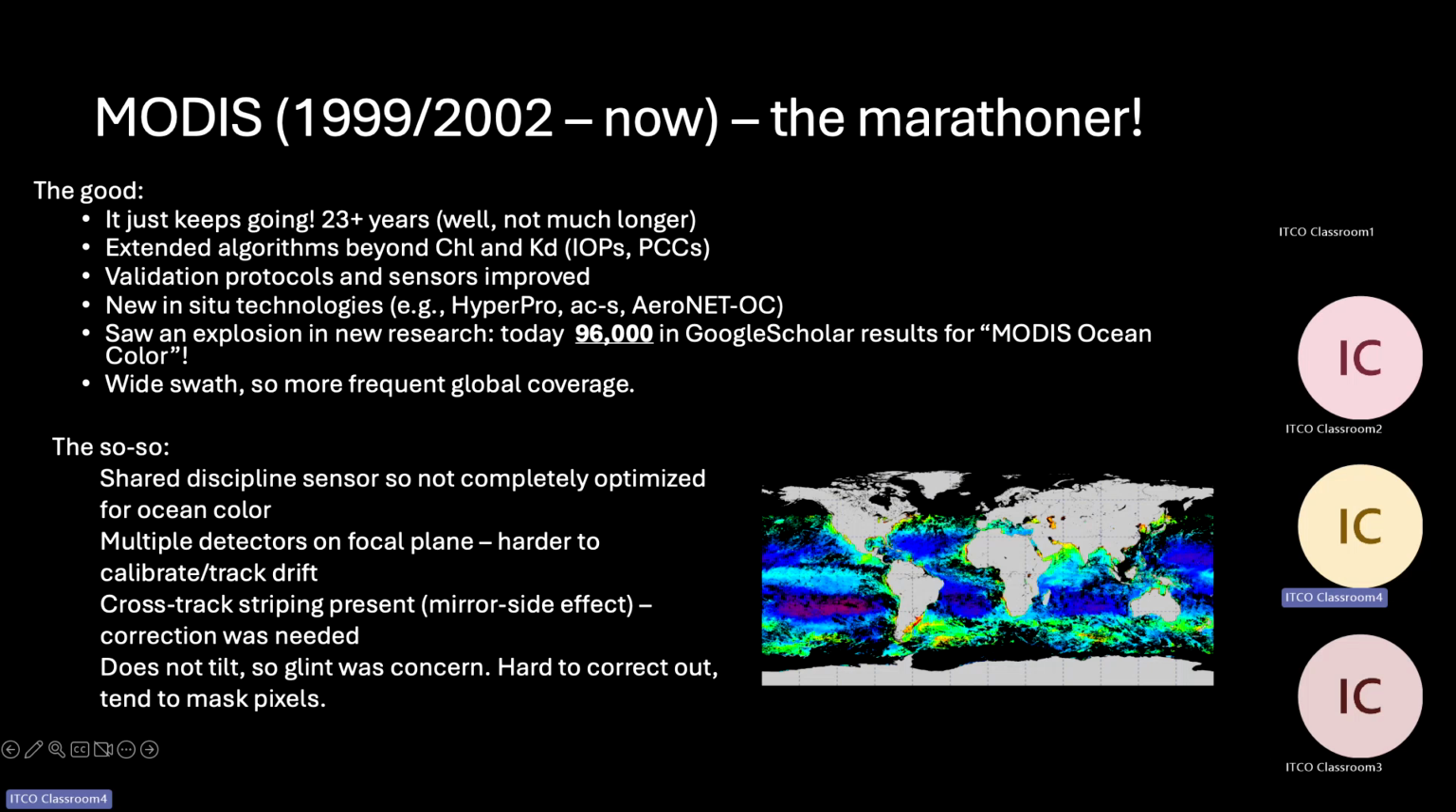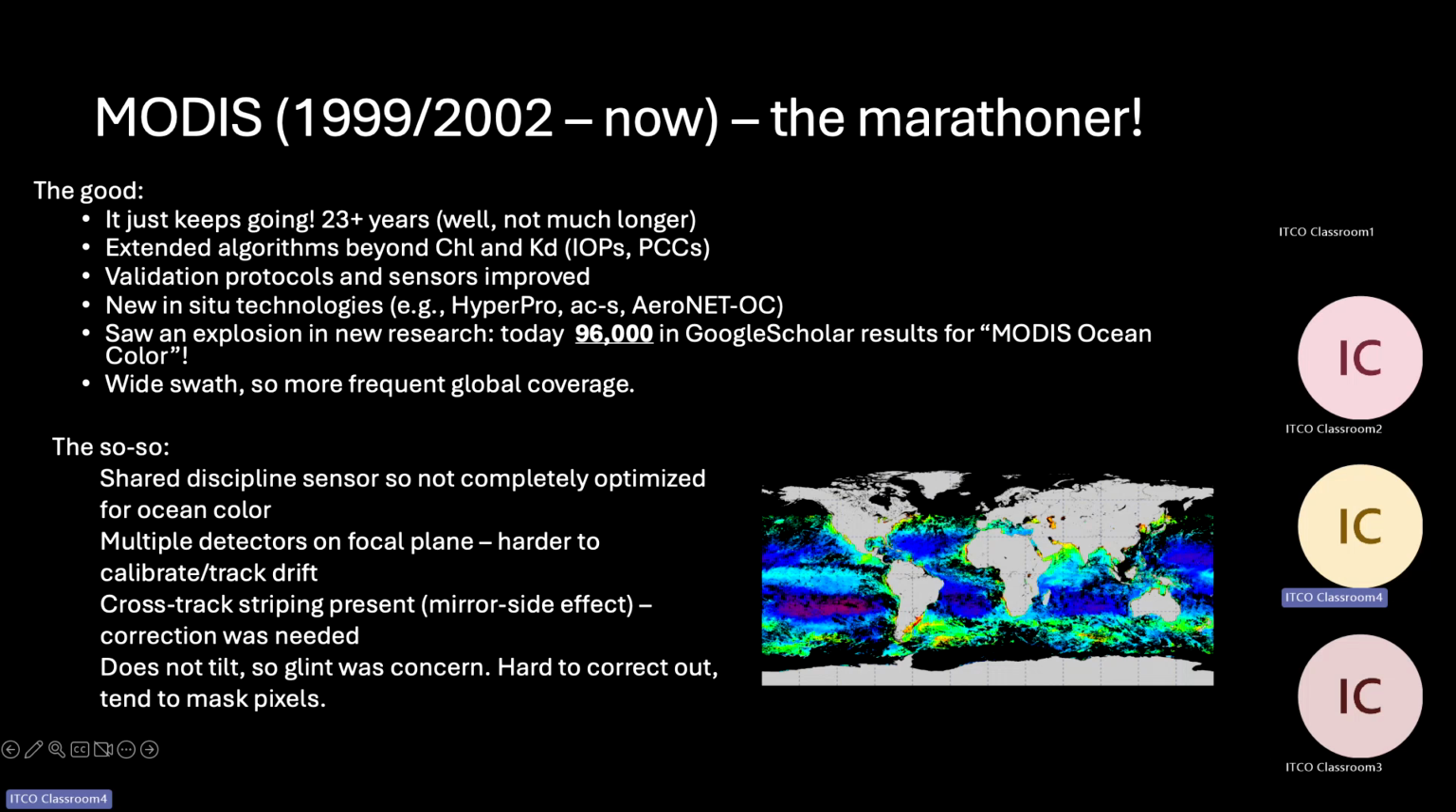I don't know if we talked about AERONET-OC. I won't go into it, but it's an aerosol ocean color remote reflectance platform that they put in locations dotted around the world for validation. And with MODIS, there was just an explosion in the literature. I put a Google Scholar search in the other day for MODIS ocean color, and nearly 100,000 results came back. Maybe that counts a few duplicates, but it's a lot.